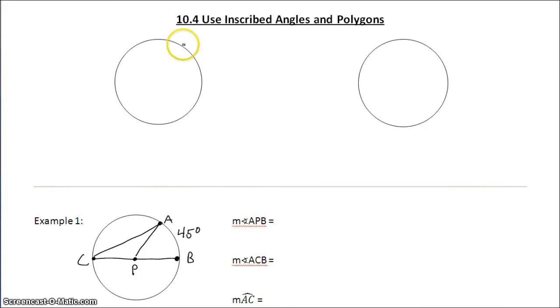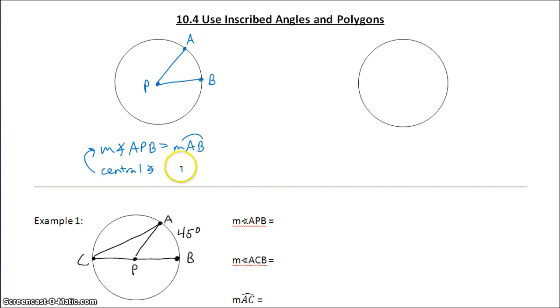In section 10.2, we learned that when an angle has its vertex at the center of a circle, the measure of that angle is equal to the measure of the intercepted arc. So the measure of the central angle is equal to the measure of the intercepted arc.